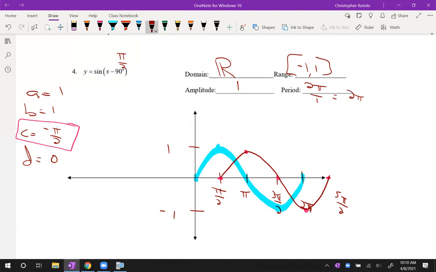Domain doesn't change, range doesn't change, right? So we're going to get one period to get through those.